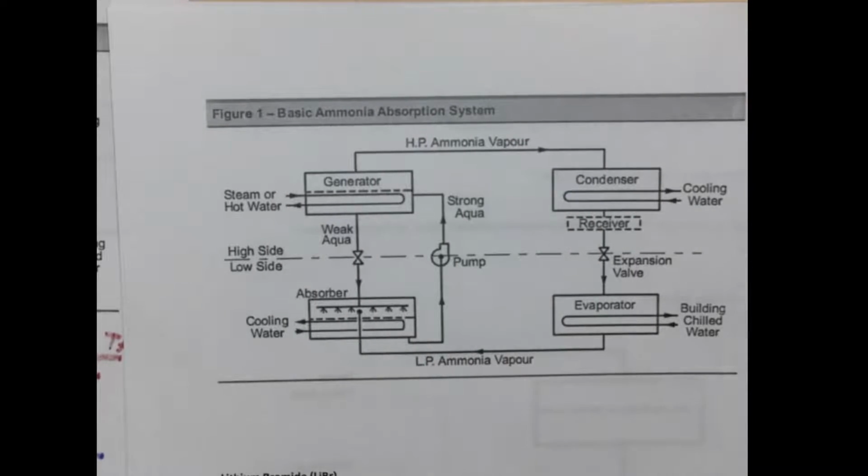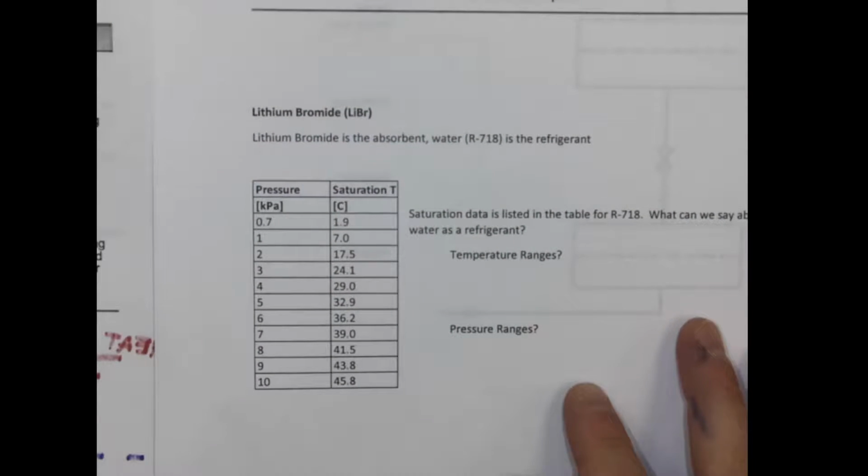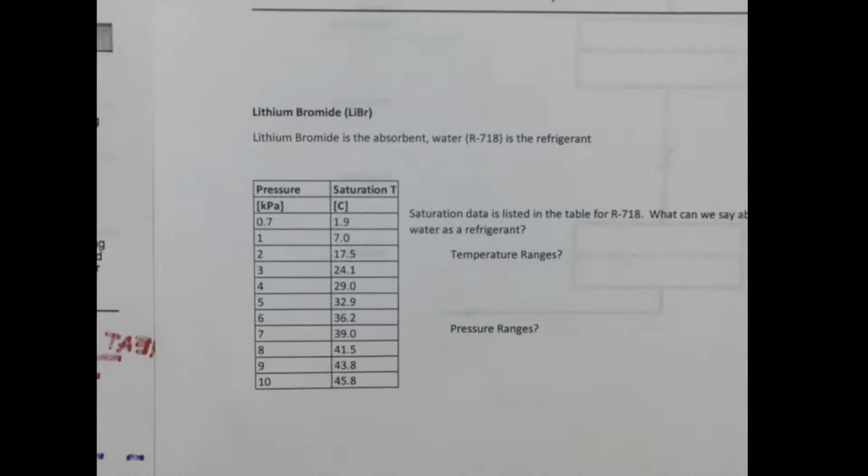Our next absorption unit has water in it. But what's different about this system is that now water is the refrigerant. Before, ammonia was the refrigerant, and in this case water is the refrigerant, and then we have a substance, lithium bromide, LiBr, which is our carrier.